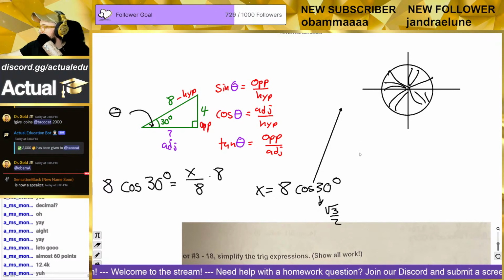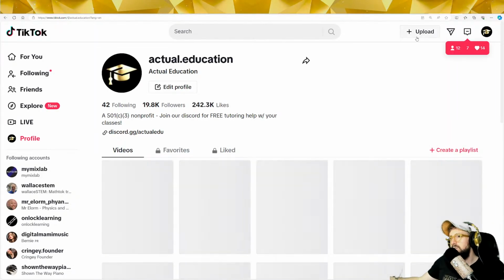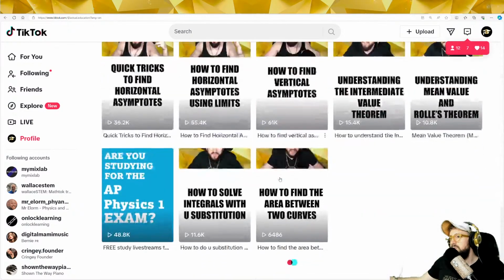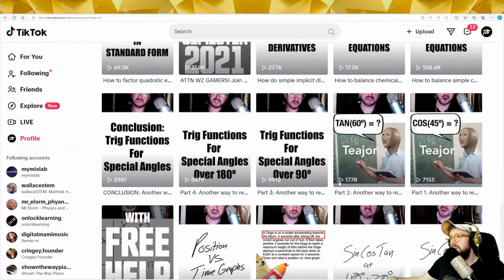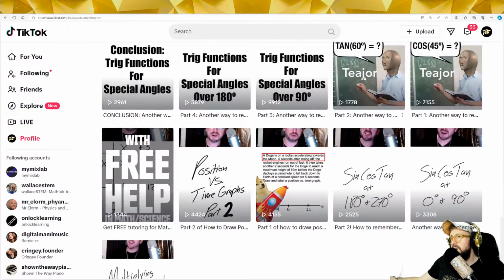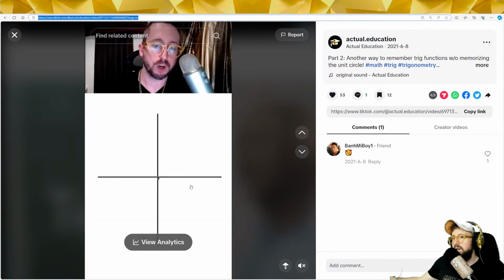I implore everyone to watch my TikTok videos on these because I've explained it so many times. Maybe I need to make a new one, like a cosine tangent one. Where did I do it? I had it here. Here's the special trig functions. I teach how to do anything with the unit circle without memorizing all this.